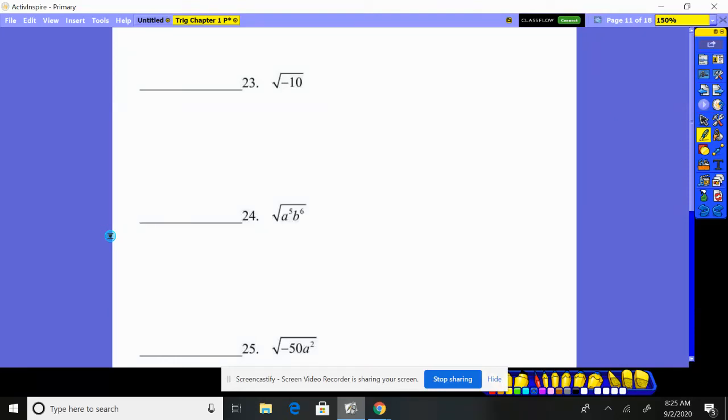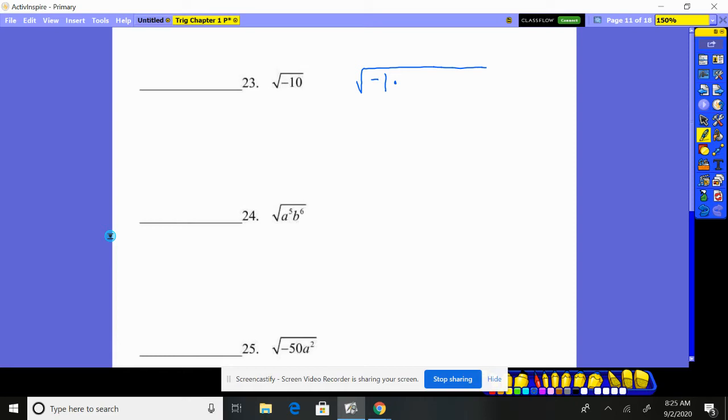All right, let's look at problem 23 on practice test 2, Trig chapter 1. I see a negative. So the first thing I have to do, I know there's a -1 in here. So underneath that square root, I know there's -1. I need to break 10 down into its prime factorization.